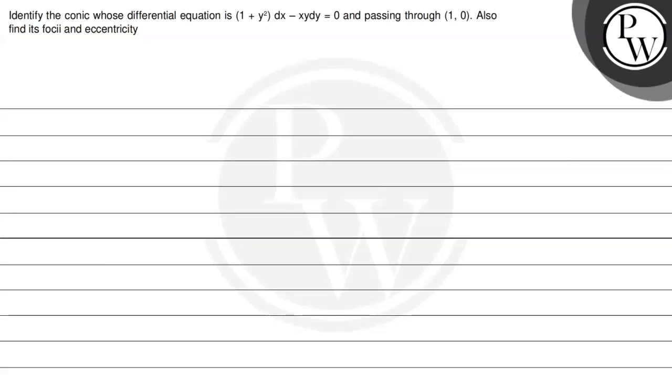So let's read this question. Identify the conic whose differential equation is (1 plus y square) dx minus xy dy is equal to 0, and it passes through (1, 0). Also find its foci and eccentricity.